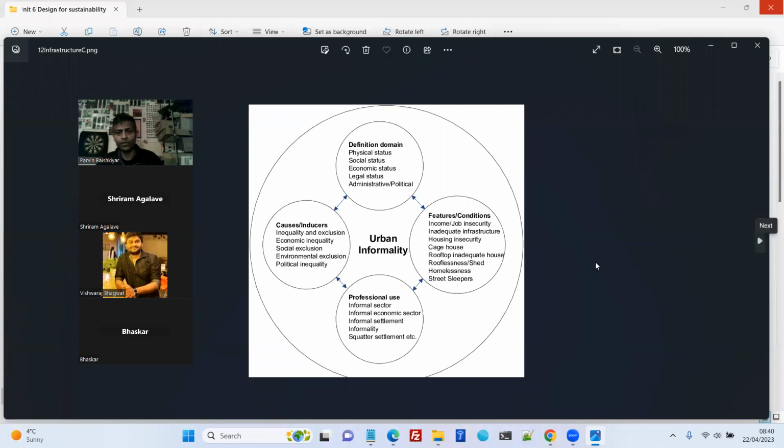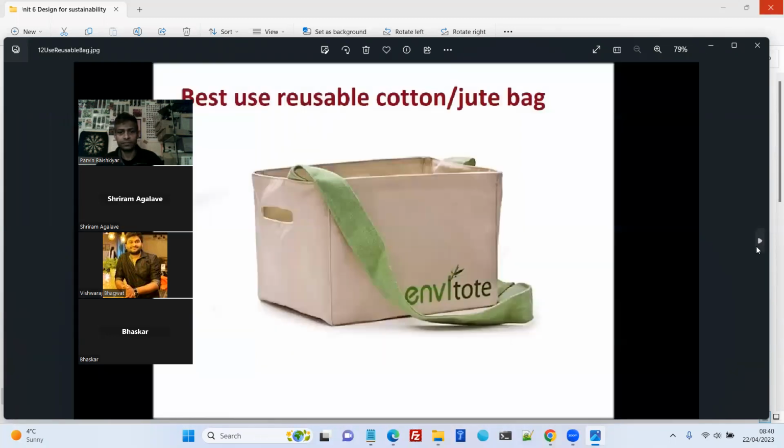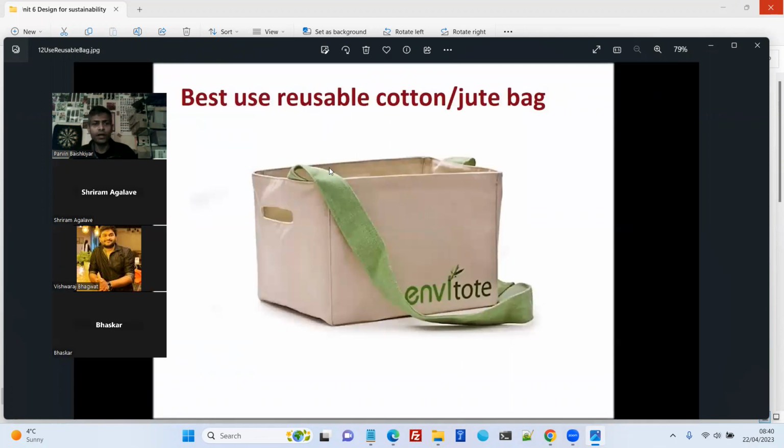So basically, this is how we design urban communities. Because you guys are in the industry, let's use an example. We went to the bag. So what is best? Use a reusable bag, cotton or jute bag. That is not only long term, but it is actually made from sustainable products.